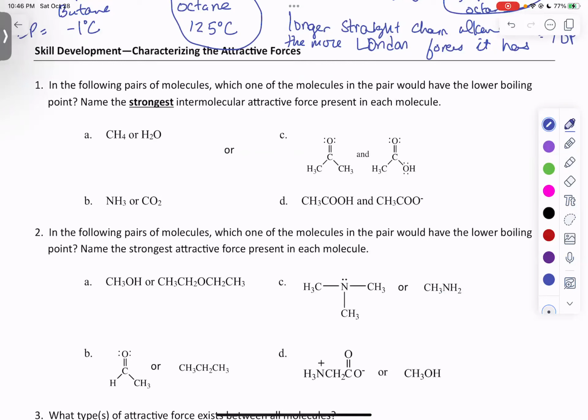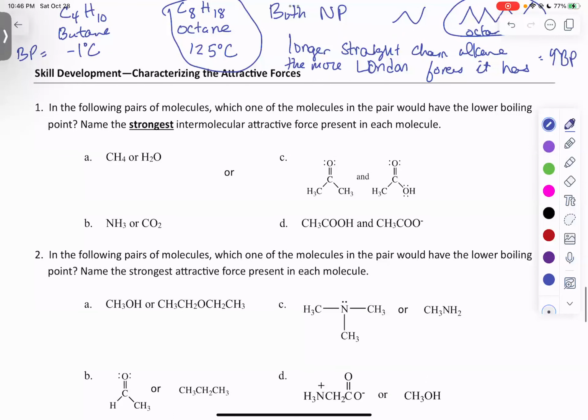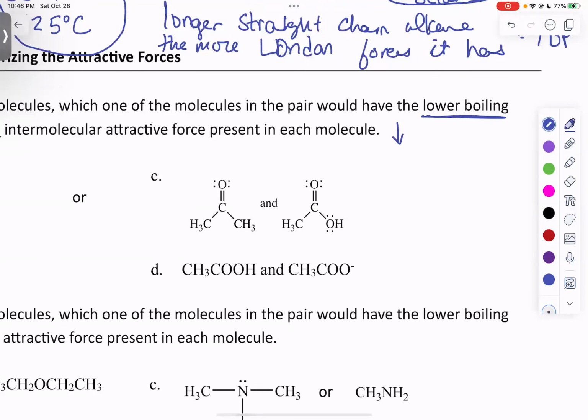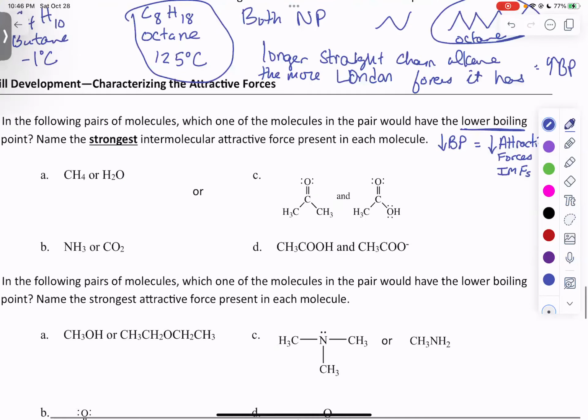So in the following pairs of molecules, which one of the molecules in the pair would have the lower boiling point? Okay, let's talk about this. Lower boiling point. If we have a low boiling point, that tells us we have very weak or less attractive forces, or intermolecular forces, however you want to think about that. So we're looking for the one that's going to have the weakest forces.